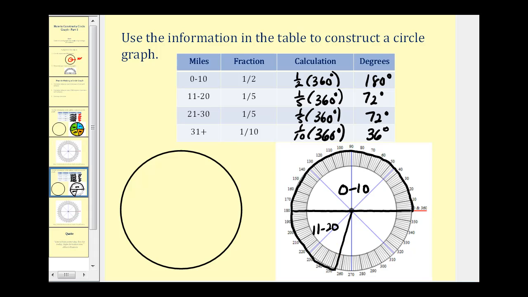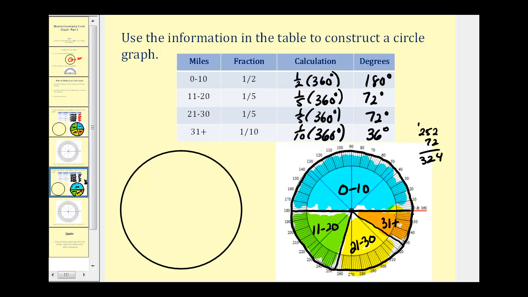We left off at 252 degrees. I'll just add another 72 degrees on top of that. So I'll go over to 324 degrees. Somewhere like this. This would be from 21 to 30 miles. And the last category here would be 31 plus miles. Let's go ahead and color code each category. Okay, that's going to do it for this video. Next video we'll take a look at how we do the same type of construction when we're given the raw data rather than the percentage or fraction for each category.